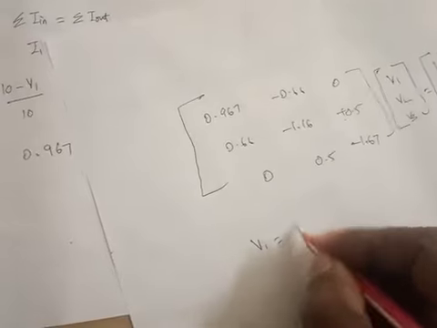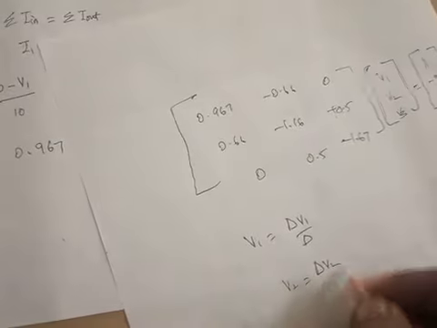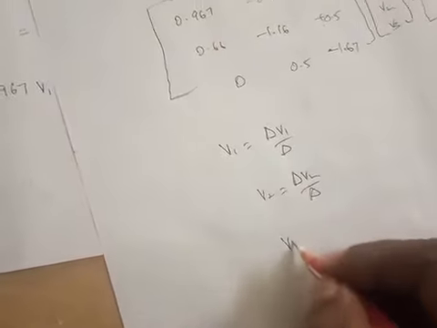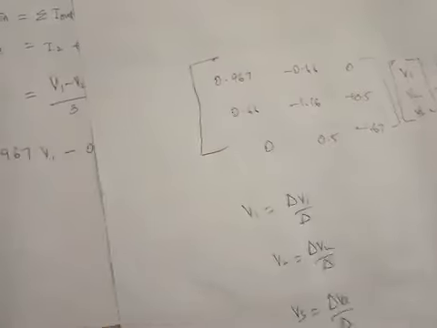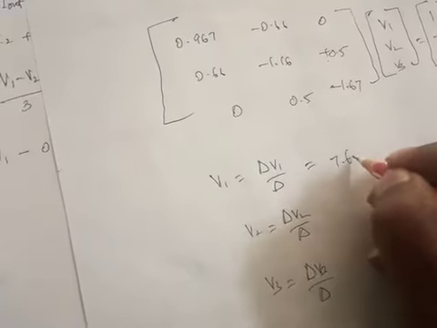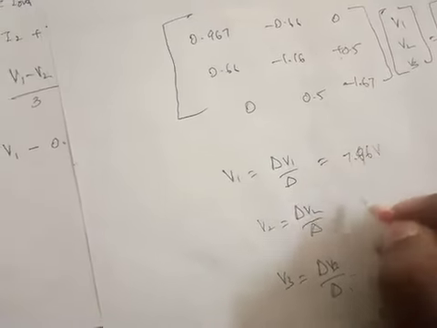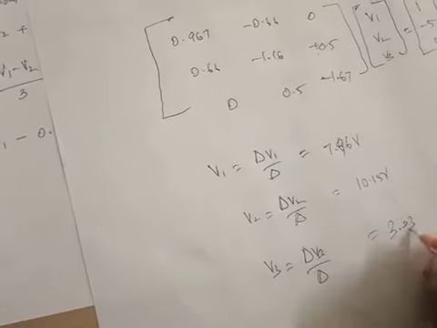Using Cramer's rule, V1 equal to del V1 by del, V2 equal to del V2 by del, and V3 equal to del V3 by del. So V1 is 7.96 volt and V2 10.15 volt and V3 3.03 volt.